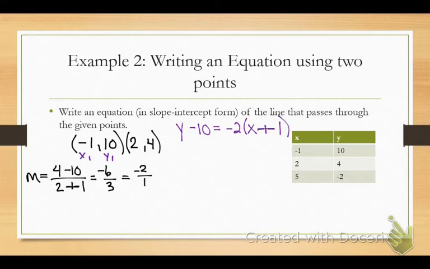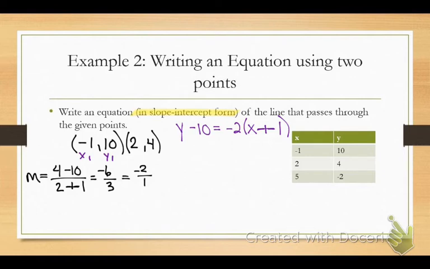Okay? Now, in the other examples, this is where I stopped. Here's why I need to keep going. It says to write it in slope-intercept form. Is this in slope-intercept form? No, it's not. I have to solve for y. But before I can do that, I must distribute.